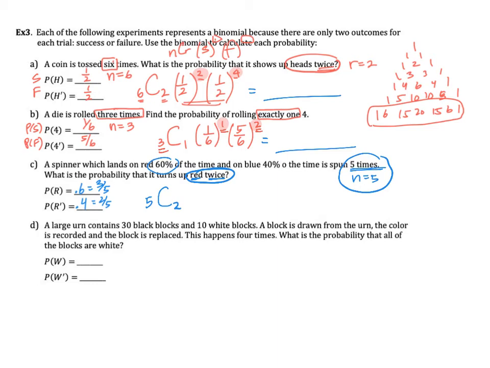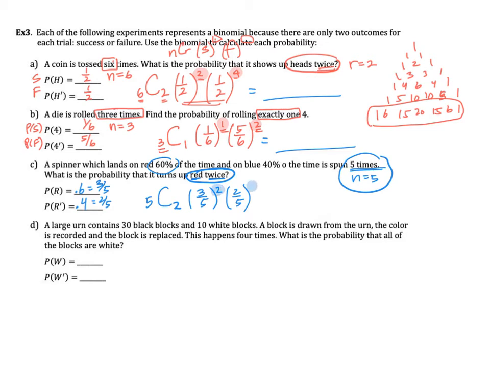So now what do I do? I have my red, which is 0.6 or 3/5. Actually, I'm going to put in 3/5. And I want that to happen twice. So that's 3/5 to the second power. Therefore, my failure is going to be to what exponent?